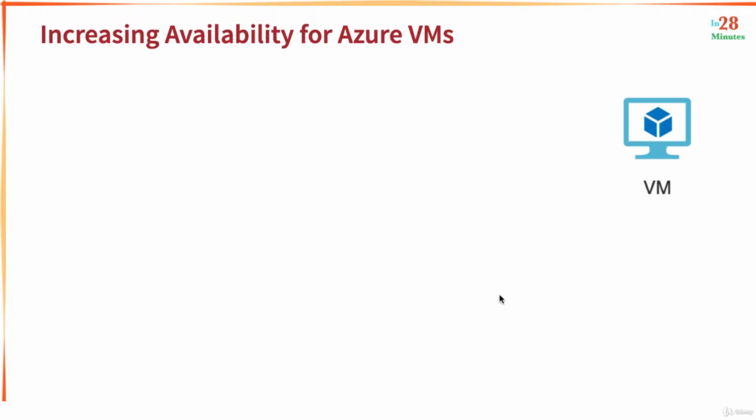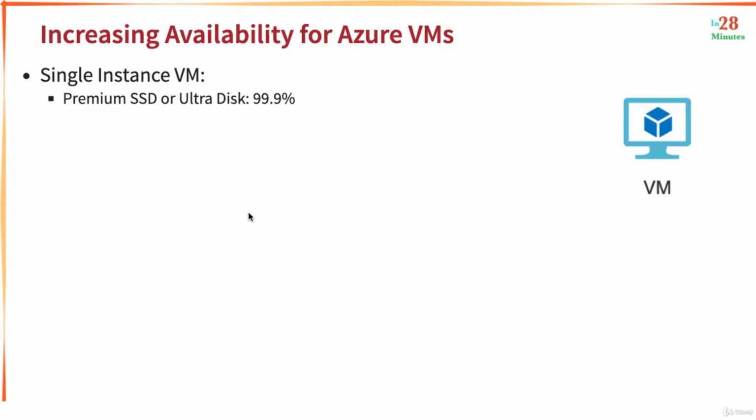Earlier, we created a couple of virtual machines. How do I increase the availability for them? If I'm deploying an application on them, how do I ensure that the applications are available? Let's look at some of the important availability metrics for your Azure virtual machines. If you have a single instance virtual machine, and you have created it with premium SSD or ultra disk, then you get 99.9% availability. What is premium SSD or ultra disk?